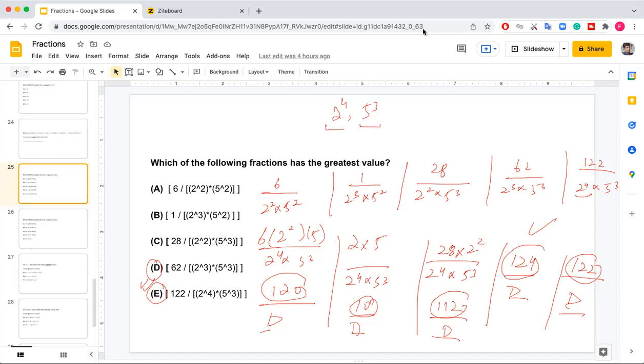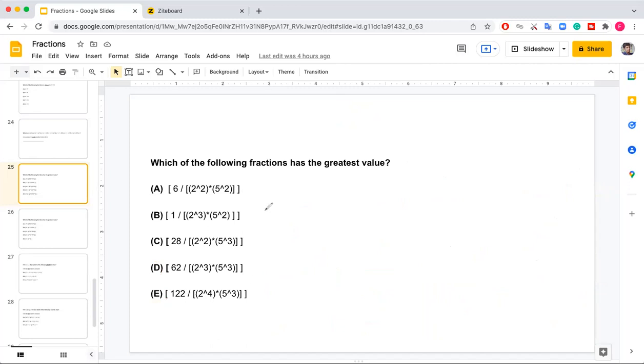Just remember one thing. In such scenarios, in which you have numerical values and you are asked the maximum or minimum, you can perform the same operation on all of these. For example, if I multiply all of these with 5 cube, there will be no change in the actual value. If I want to proceed with the numerator, not the denominator, I can multiply with 2 power 4 into 5 cube, the maximum one, and see which of the following has the maximum value. So there are multiple approaches for this question, and whatever suits you, just go for that approach.